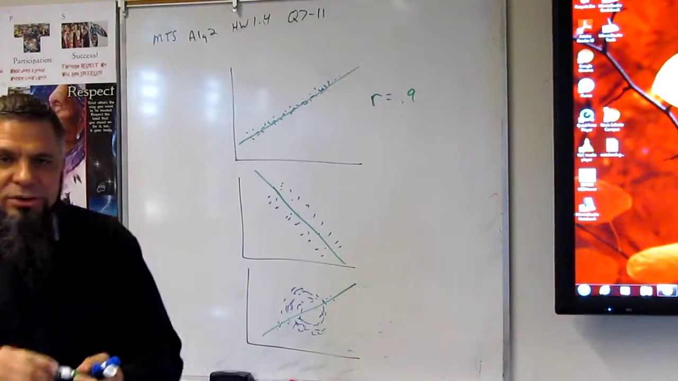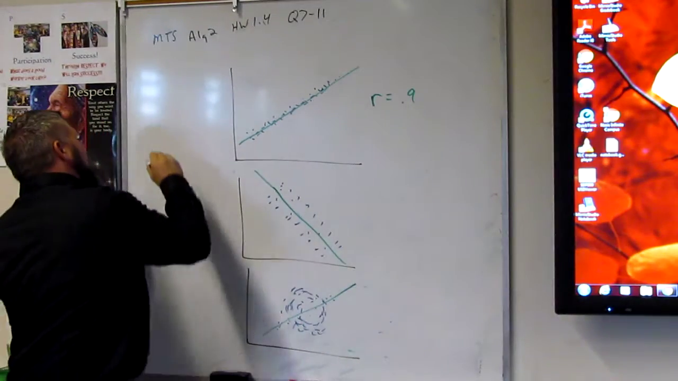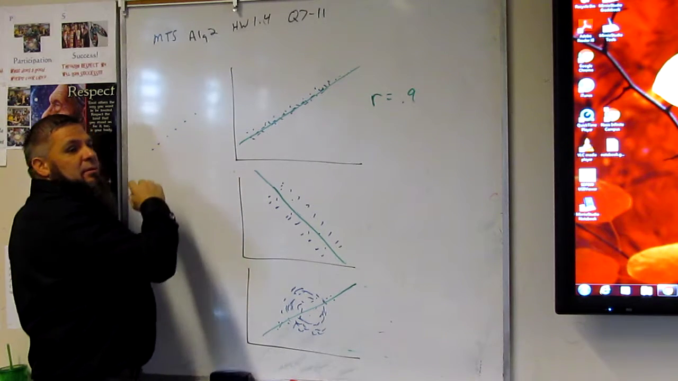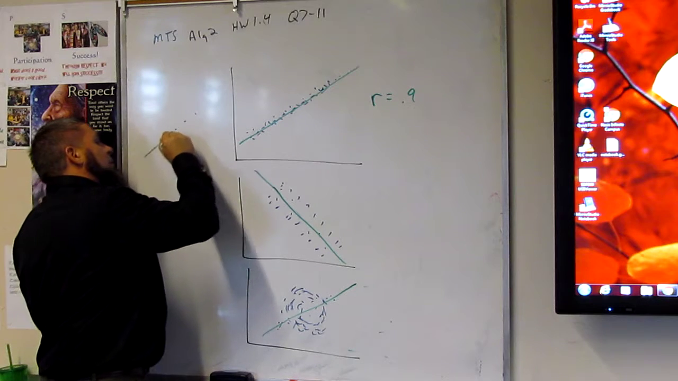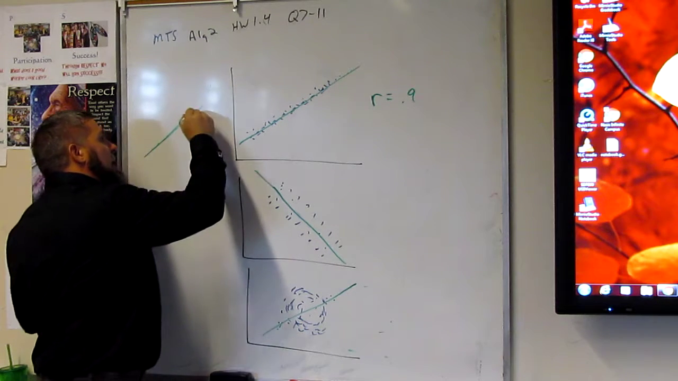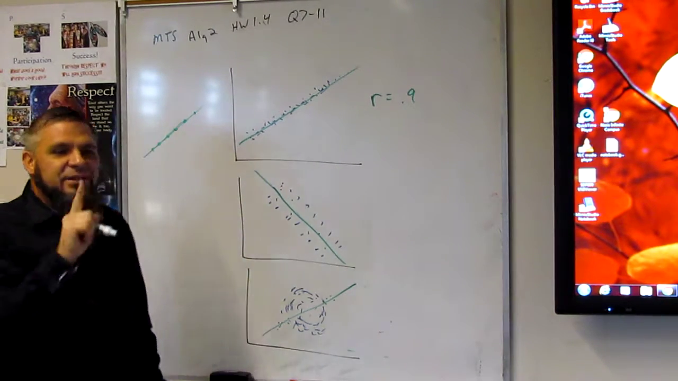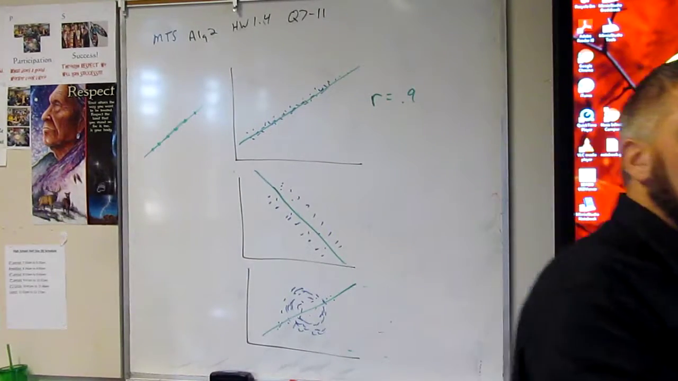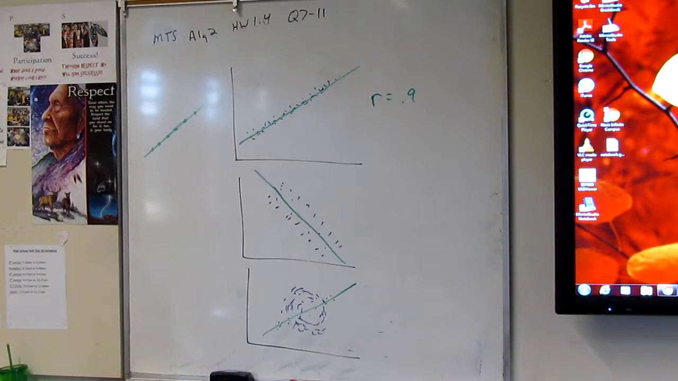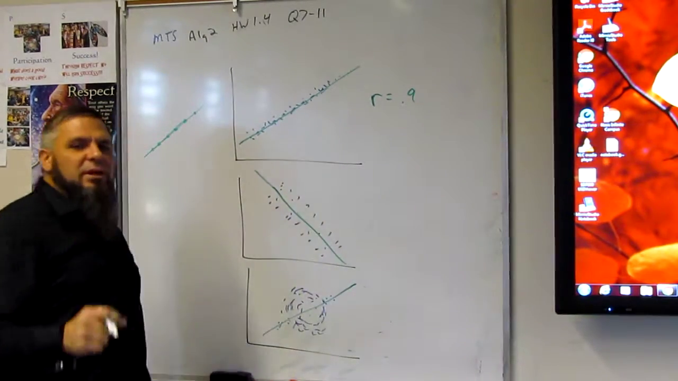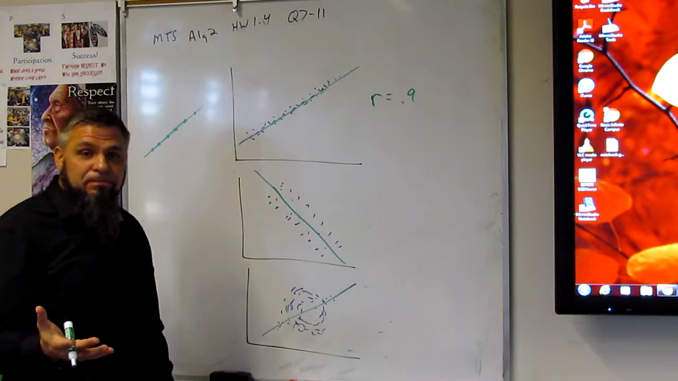The only way to get a 1 is if every single point that you plot is on the line. That's the only way you get an R value of 1. If any point is off the line, even one point, it's a 0.9. You cannot get an R value of 1 unless every single point is on the line. Does that make sense?